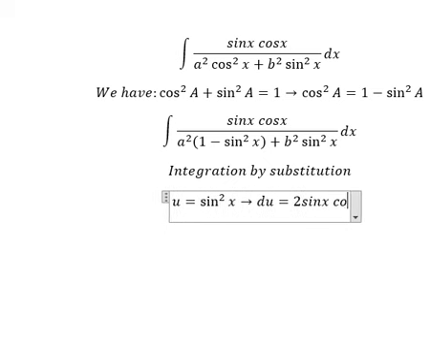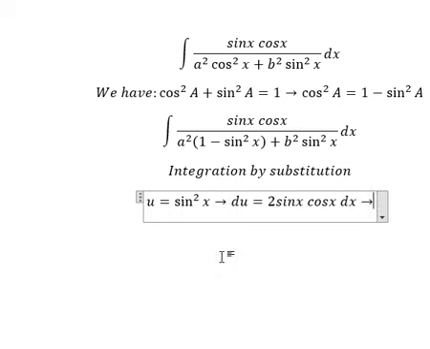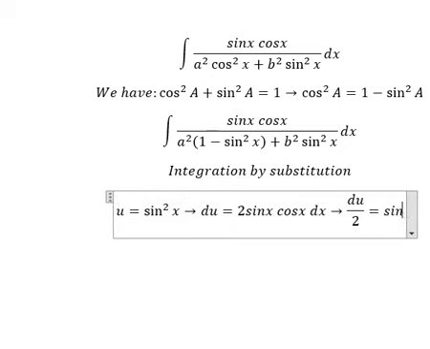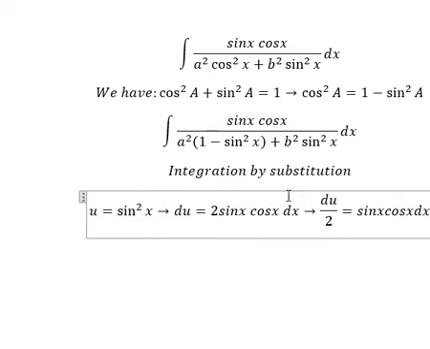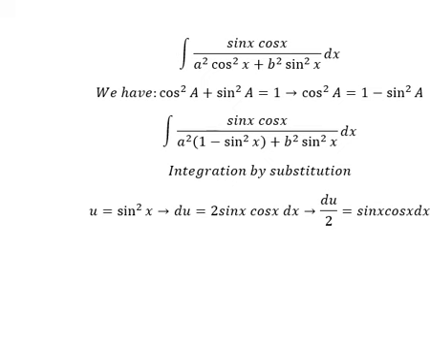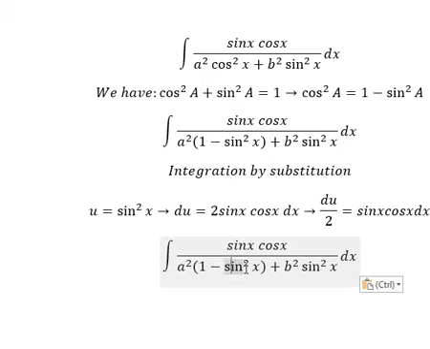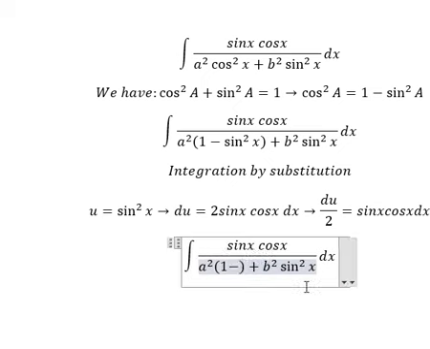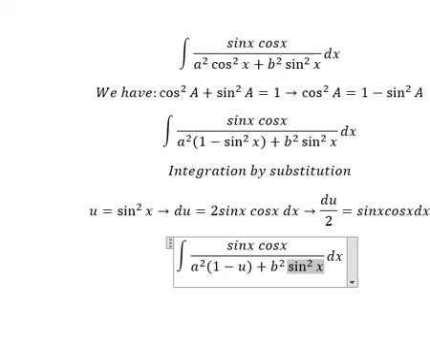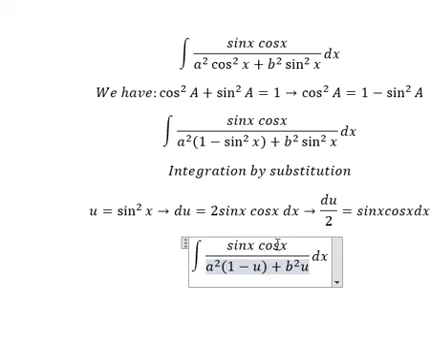And we have it like this. Because we don't have the number 2, we need to divide both sides by 2. So this one we change to u. This one we change to u. Sin x, cos x, dx we change to this one.